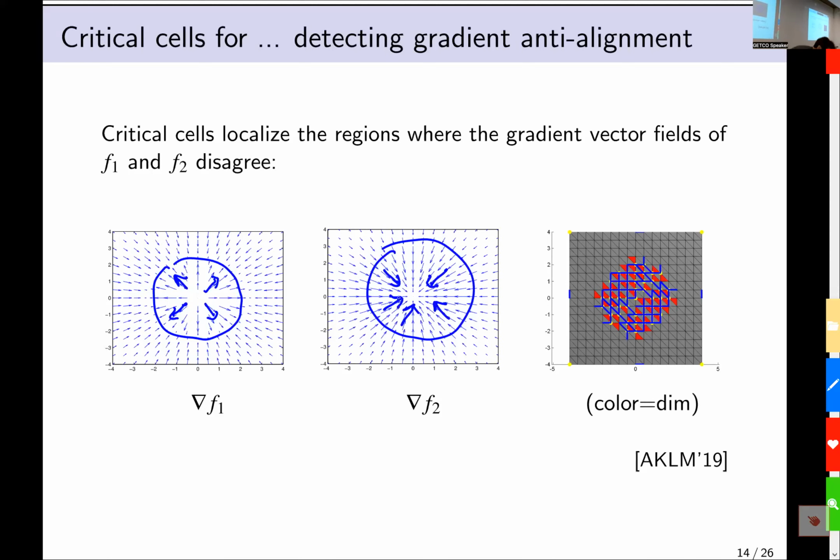And if we run the algorithm on this data set, we can see that the critical cells are exactly those colored here. Cells of dimension 0 are colored yellow, dimension 1 is colored blue, and dimension 2 is colored red. So here color is just the dimension. So we get really the part of the picture where the two gradients disagree.